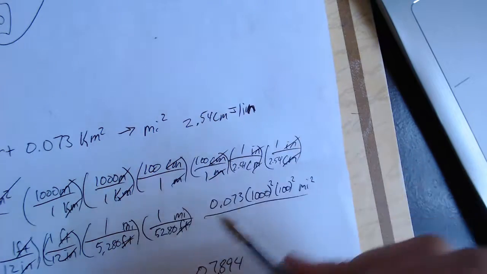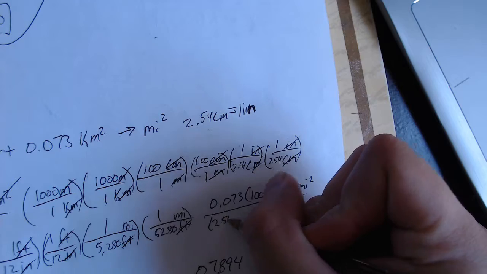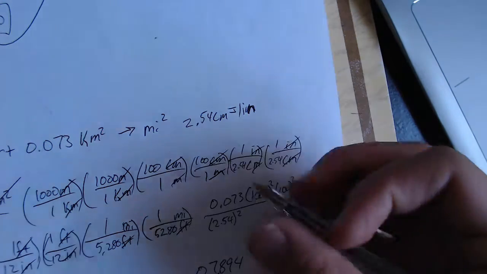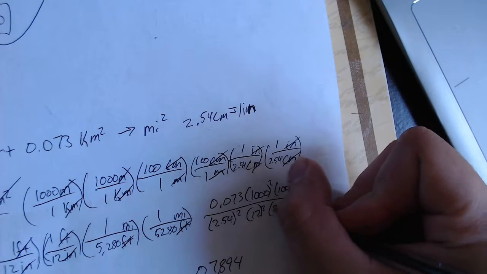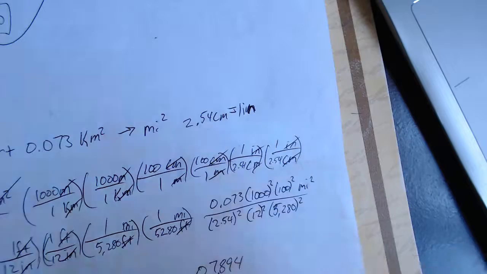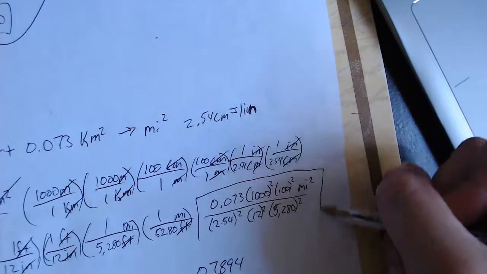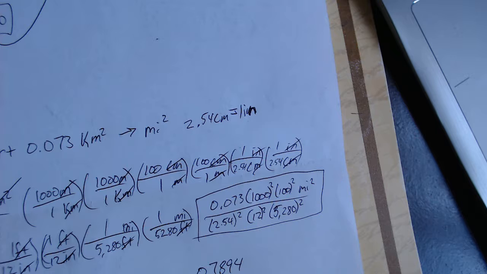And then now dealing with the denominator, 1 times 1 times 1, 2.54 squared. And then we have 12 squared. And then 5,280 squared. And that's our final answer. If you were to punch that all into a calculator, you would find out exactly how many miles that is. But for the sake of our text, all we have to do is that. We're keeping it pretty simple. All right.